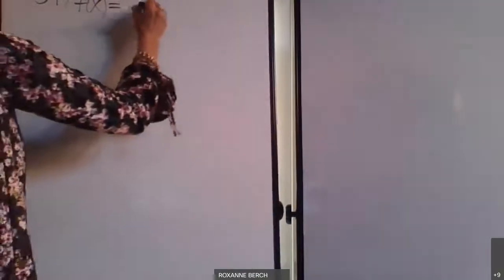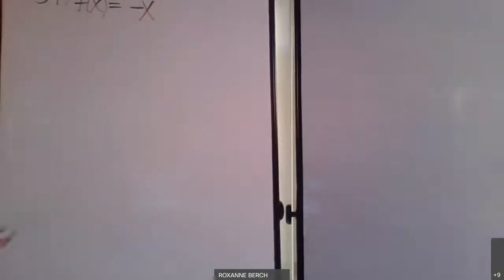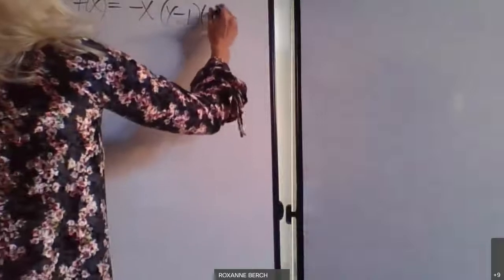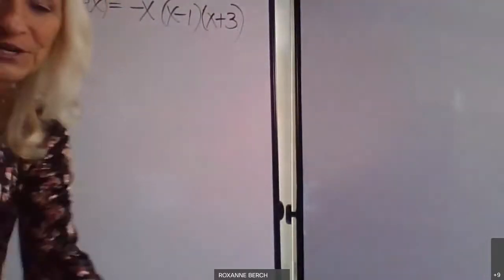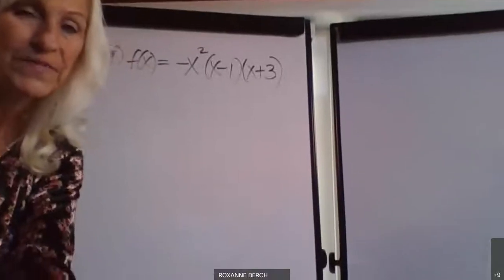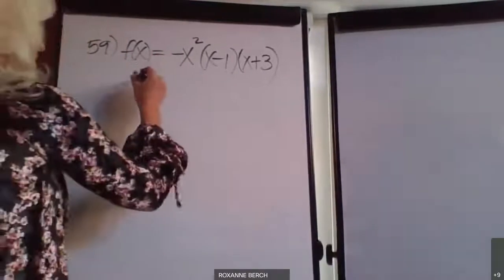So it's a -x squared, which means it flipped, it reflected. So I'm trying to write it down here. Can you guys help me out? Is it x minus 1 times what? X plus 3. Well, it's already factored. So we don't have to factor it. That's cool. All right, so here we go.